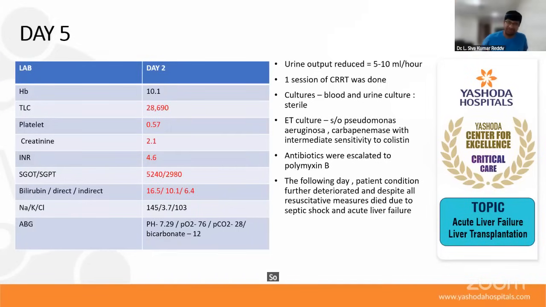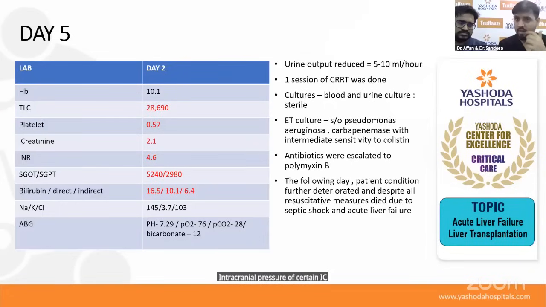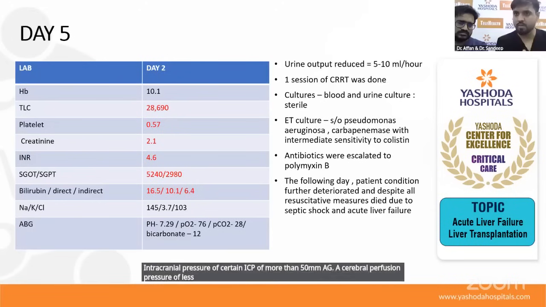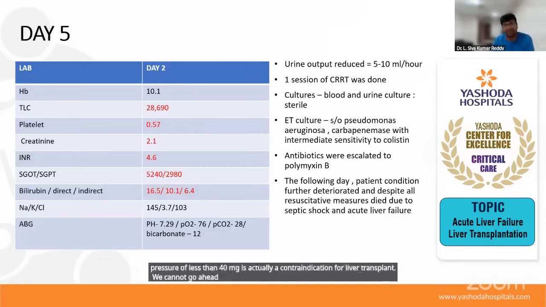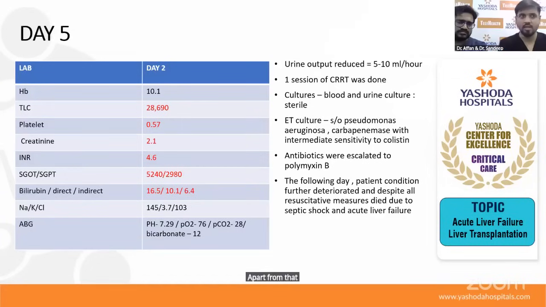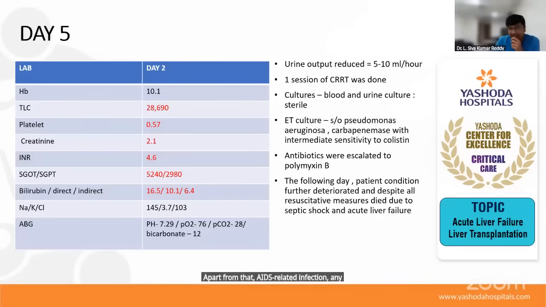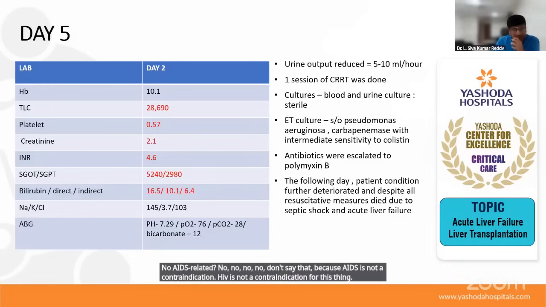An intracranial pressure, an ICP of more than 50 mmHg, or a cerebral perfusion pressure of less than 40 mmHg is actually a contraindication for liver transplant. We cannot go ahead at these stages. Apart from that, any AIDS-related complication, because AIDS is not a contraindication. HIV is not a contraindication for this.